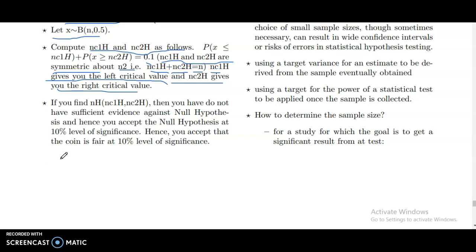If you find NH is between NC1H and NC2H, then you do not have sufficient evidence against the null hypothesis and hence you accept the null hypothesis at a 10% level of significance. Hence you accept that the coin is fair at a 10% level of significance.